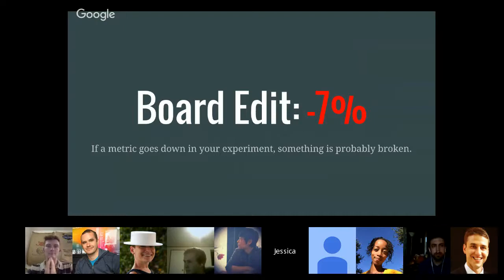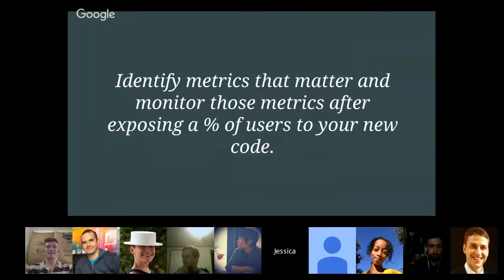So that's the value of experimenting and making sure that things don't break. Even when I couldn't reproduce it, I knew something was broken. That was pretty amazing, and that probably saved a lot of really bad pinning experiences. So the takeaway here is, if you don't have a framework in place, just think about trying to identify metrics that matter and monitor those metrics after exposing a percentage of users to your new code. That turned out to be really important when rolling out this stage.